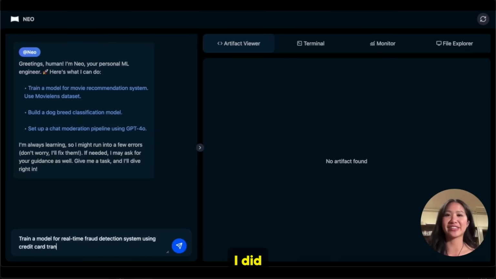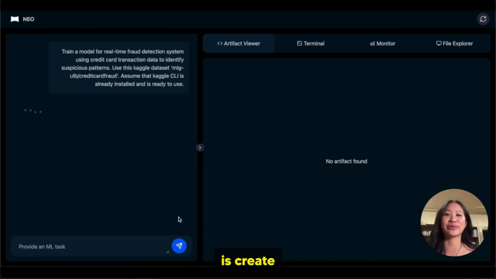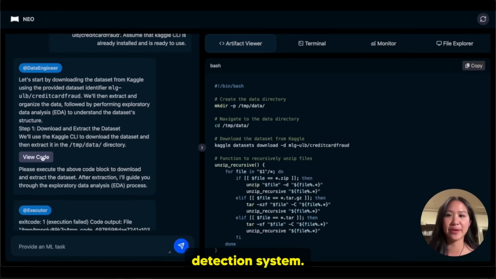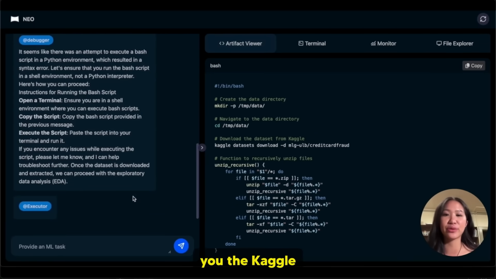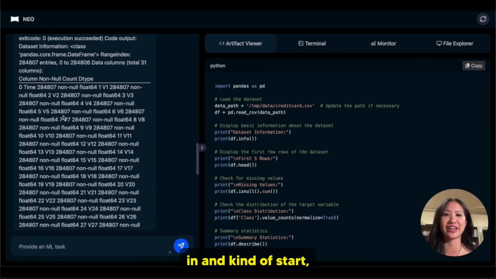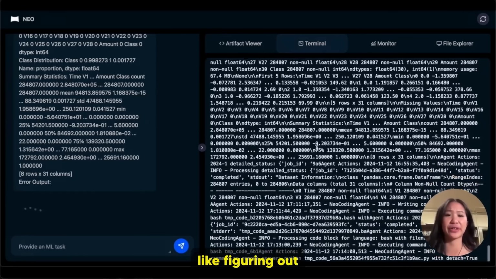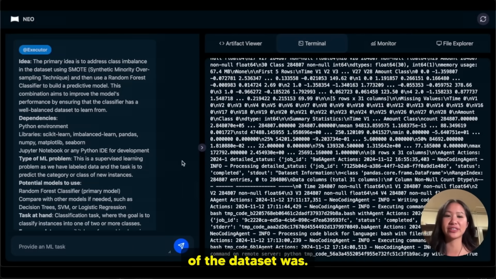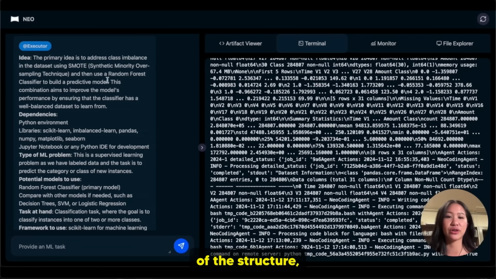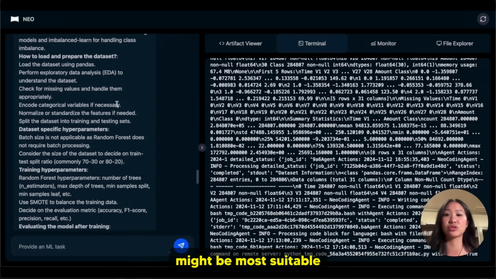I'm just gonna show this task I did with Neo recently. I was entering a Kaggle competition, and what I was trying to do was create a credit card fraud detection system. So the first thing I did was I gave Neo the Kaggle dataset, and then once I had downloaded it, it was able to go in and start processing the data and figuring out what the overall structure of the dataset was. And then once I had a good idea of the structure, it was able to go into evaluating potential configurations and weighing between which one might be most suitable for this problem.